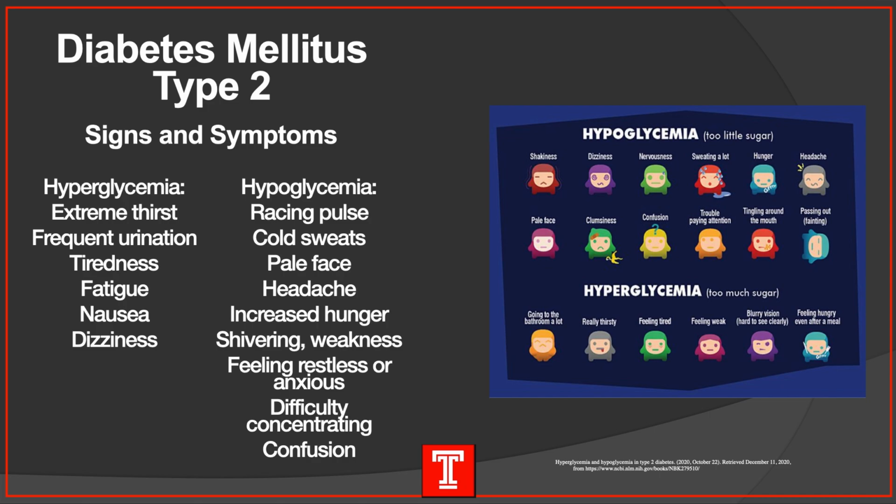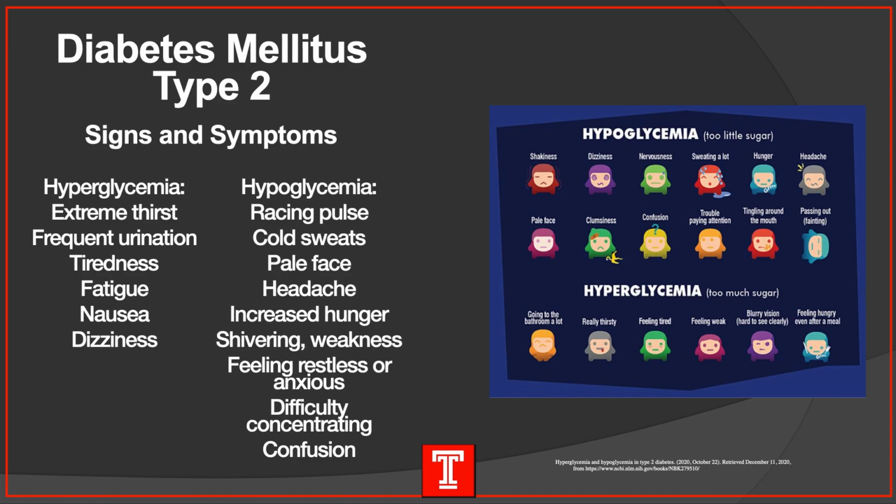Diabetes mellitus type 2 has both acute complications as well as chronic complications. Signs and symptoms of the acute complications of diabetes mellitus type 2 include extreme thirst seen in hyperglycemia, as well as frequent urination, tiredness, fatigue, nausea, and dizziness.